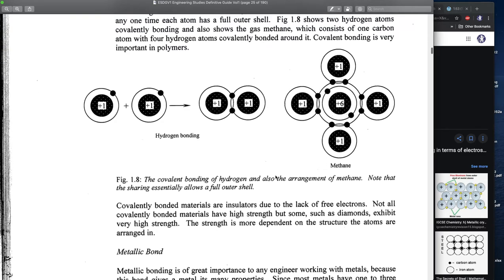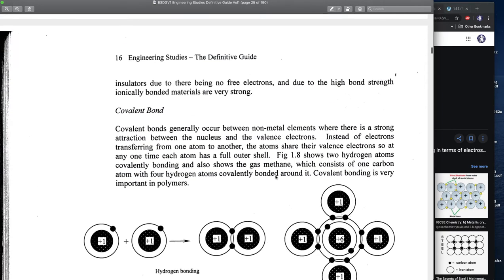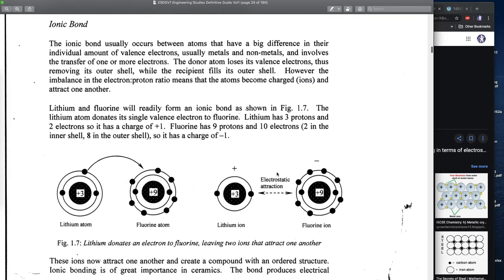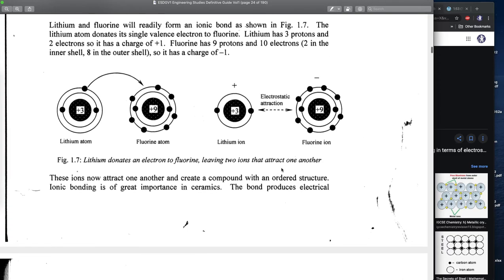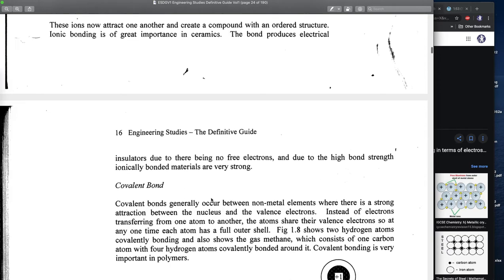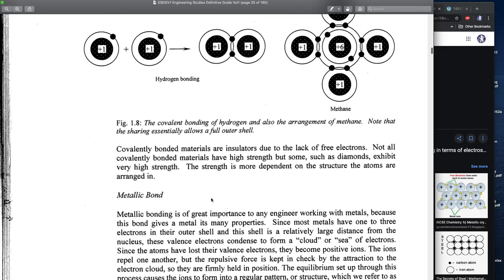Polymers are an engineering application of covalent bonds. It's worth pointing out above ionic bonds that ceramics are often made of ionic bonds.